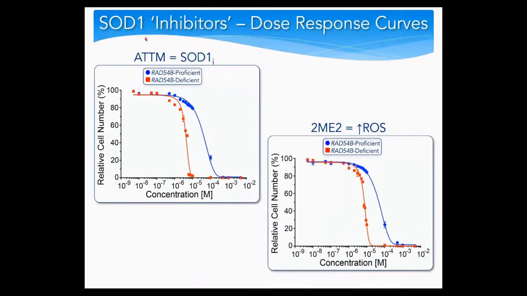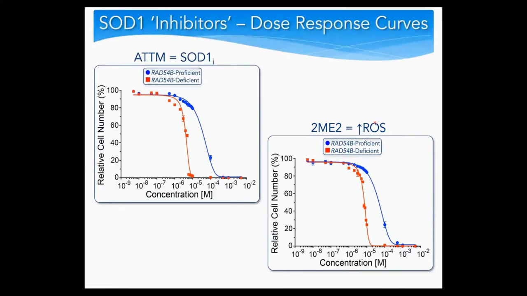And so part of the reason that SOD1 was also selected was the availability of inhibitors. And inhibitors, of course, is in air quotes, and you'll see why in a moment. We use ammonium tetrathiomolybdate, which isn't necessarily a SOD1 inhibitor per se, but is actually a copper chelator. And if you recall earlier on, copper is that essential cofactor for SOD1 activity.